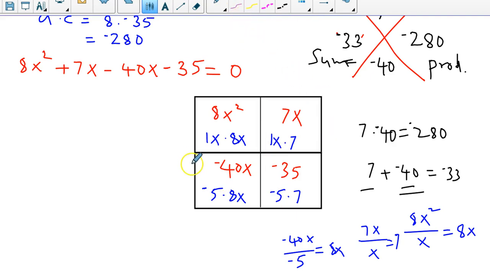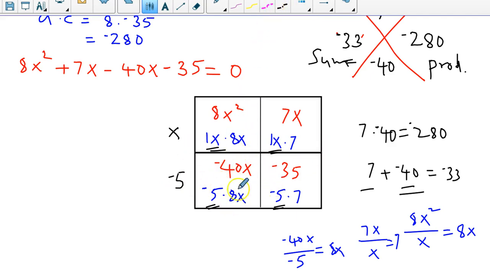Now go back to the first row. In the first row, in these two boxes, I am seeing that x as a common factor. 1x or just x, I'll write here. So x came out of the first row. Now out of the second row, negative 5 and negative 5 is there. So I'll bring out negative 5. Okay, that's over. So you are done with the rows.